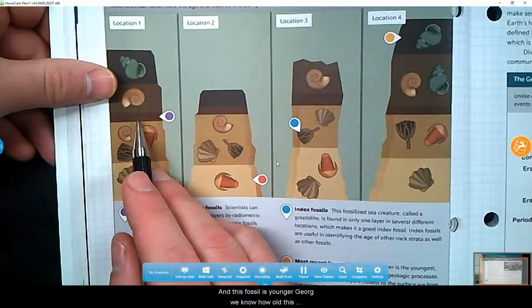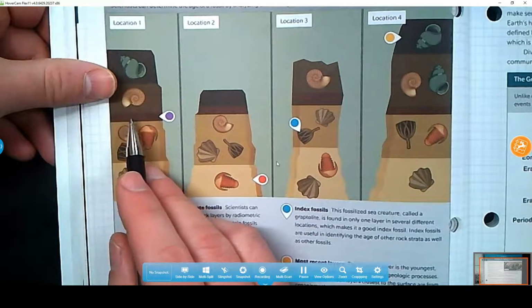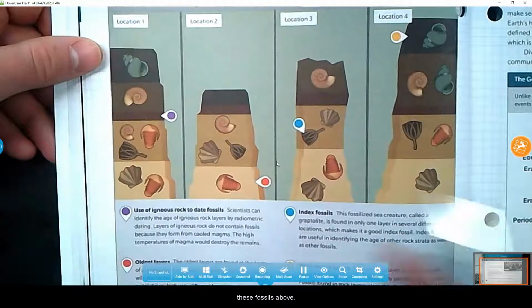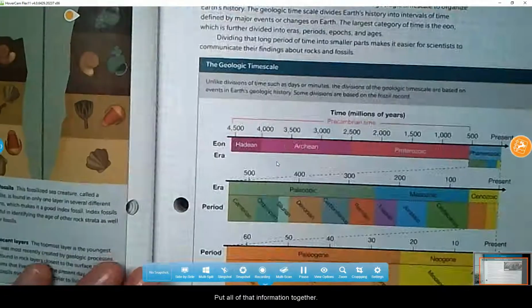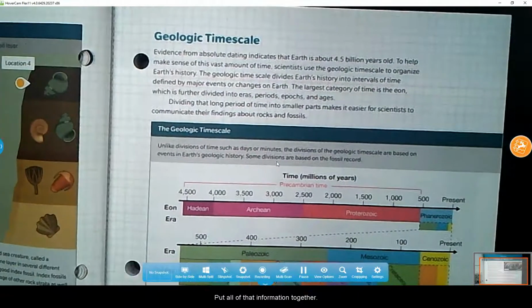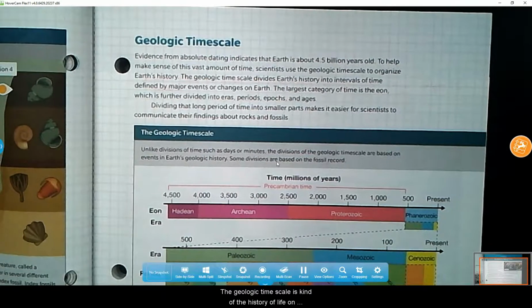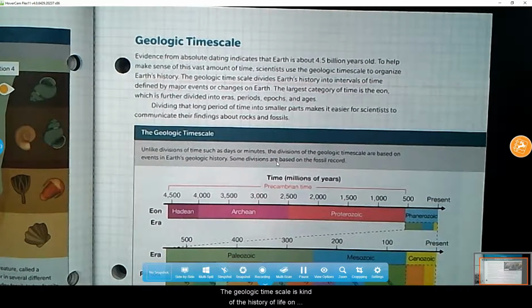Okay, or if we know how old this layer is right here, we can say that these fossils down below are older and these fossils above are younger. Okay, and so if we put all of that information together, we can then get the geologic time scale. Okay, so the geologic time scale is kind of the history of life on Earth.